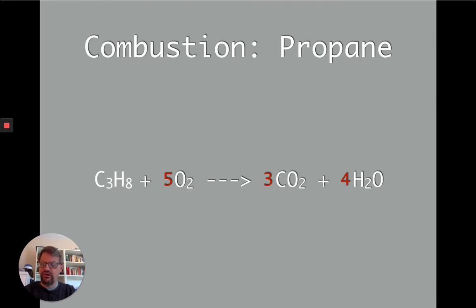So you have 3 carbons on the left and 3 on the right. Hydrogens, 8 on the left, 4 times 2 is 8 on the right. And for the oxygens, 5 times 2 is 10 on the left, 3 times 2 is 6, plus 4 times 1 is 4, is 10 on the right. So that's your equation for the combustion of propane.